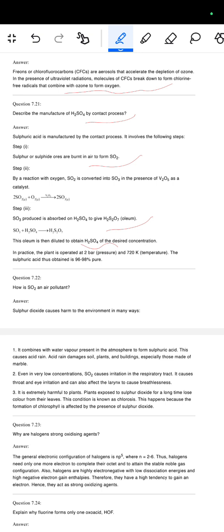In practice, the plant is operated at 2 bar pressure and 720 Kelvin temperature. The sulfuric acid obtained is 96 to 98% pure.